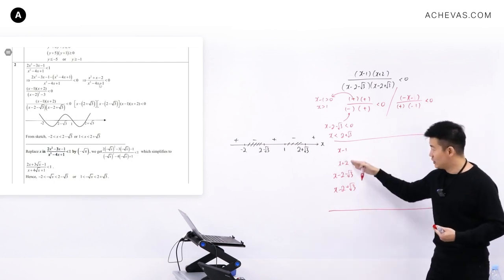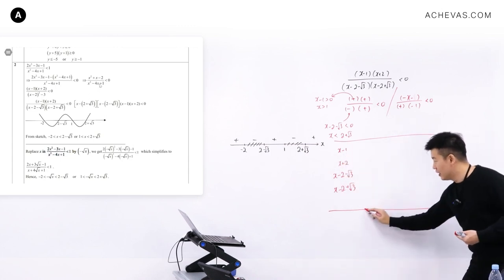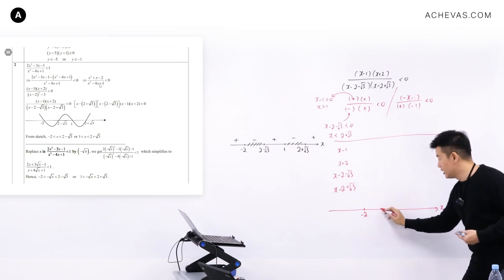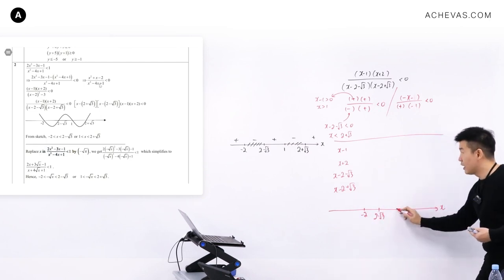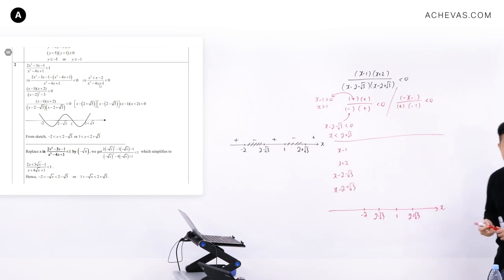So if I were to list down all the numbers that cause the individual expressions to be positive or negative, then I will have a minus 2 for this. I will have a 2 minus square root of 3 for this. We will have a 1 for this. And we will have a 2 plus square root of 3 for this.